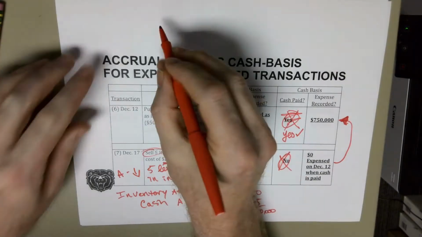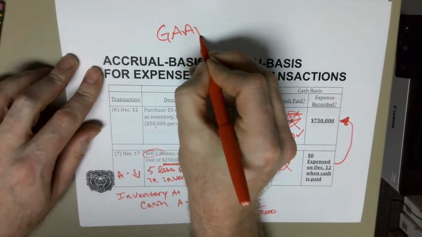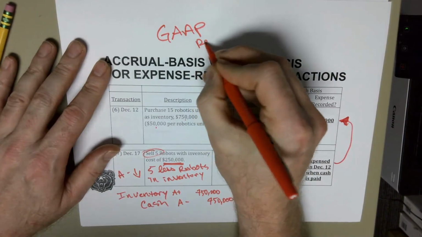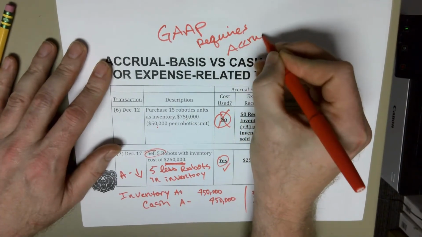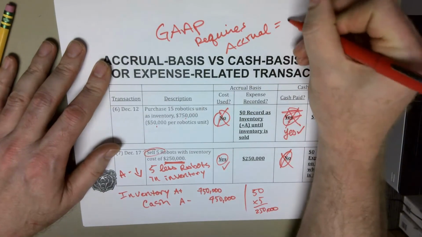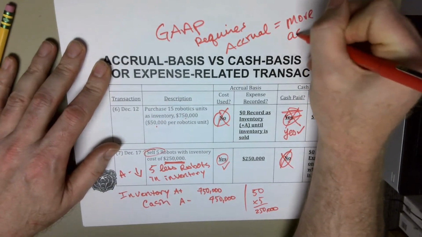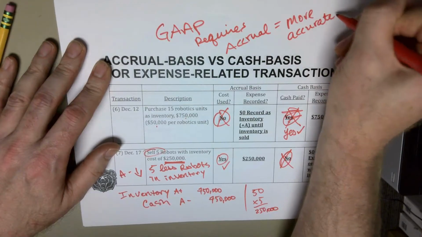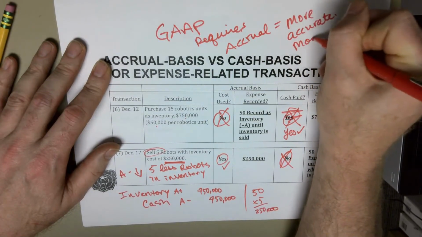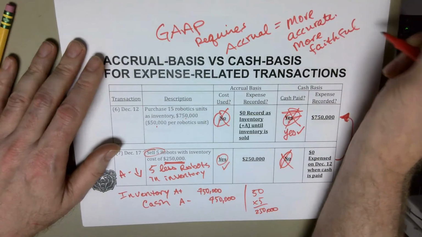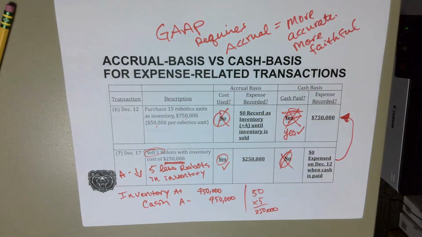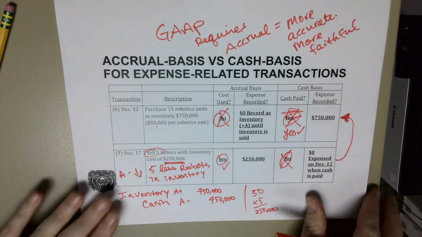And this is why GAAP, again, when you're asked that question, this is why GAAP requires accrual. Okay, it is more accurate. It is more faithful about what's happening in your operations. Okay, so that is why we use accrual basis and not cash basis accounting.